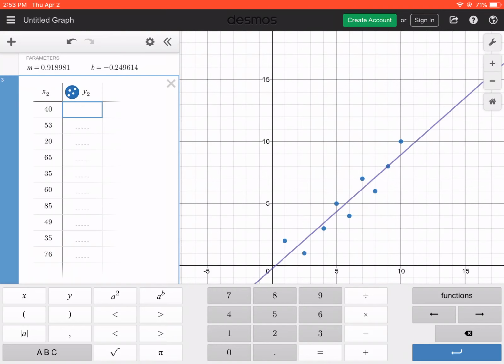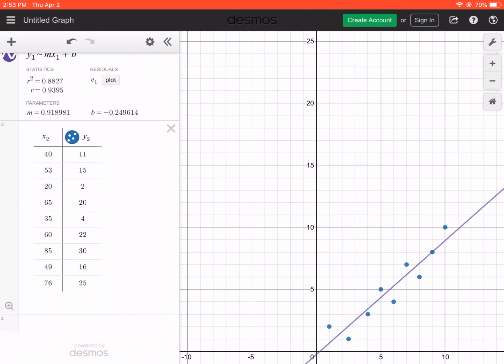Okay, those are our X's, and then our Y's, we have 11, 15. Oh wait, I need to take out my outlier though. So I need to delete this one. 2, 20, 4, 22, 30, 16, and 25.